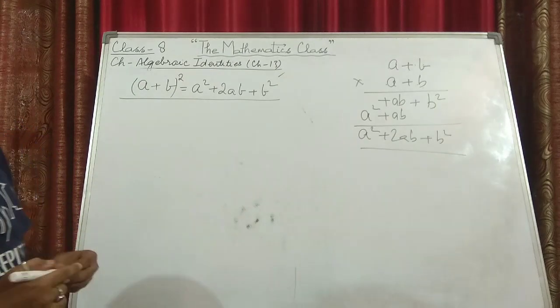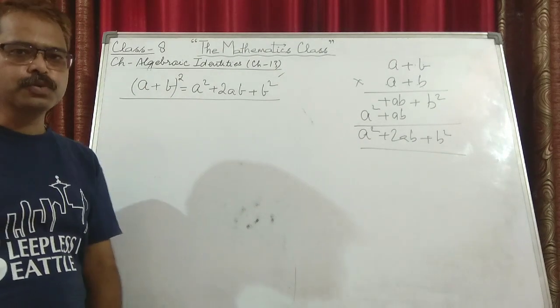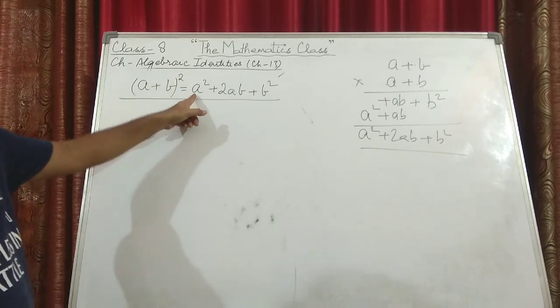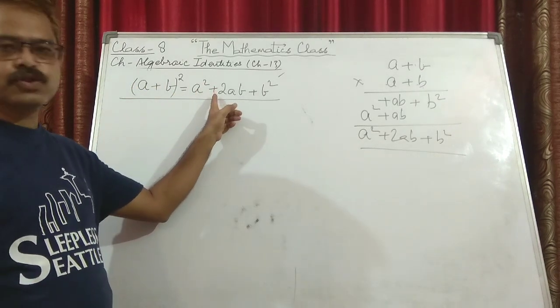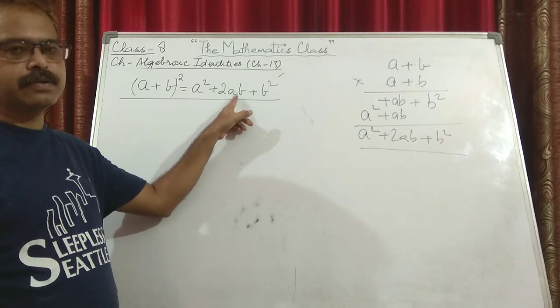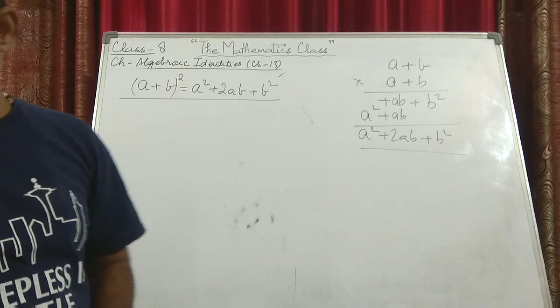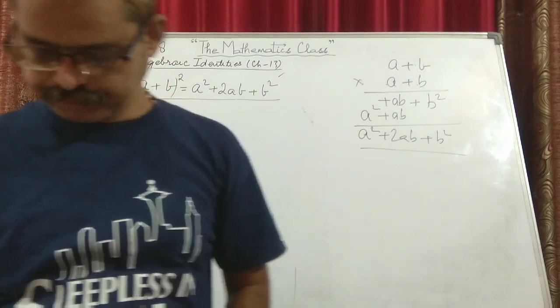Means square of sum of two terms. Square of a binomial is square of first term plus twice of product of first and second term, and then square of second term. Now let's move on to the question.